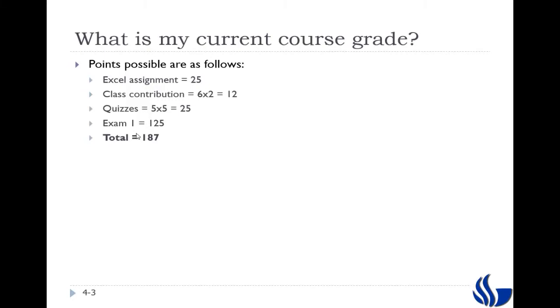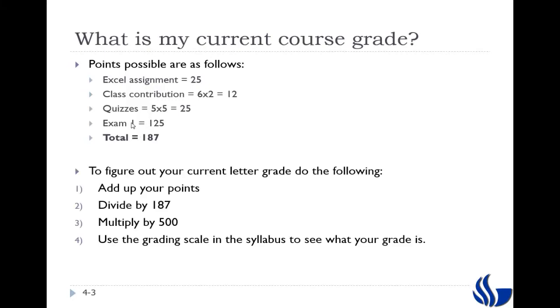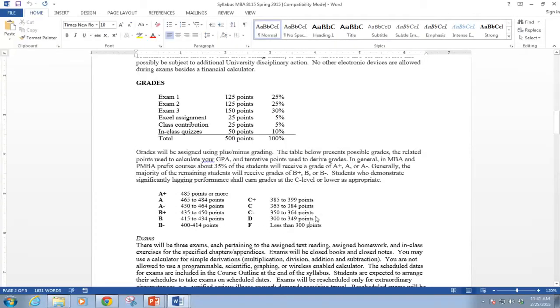So to figure out your current course letter grade, add up your points and divide by 187, since that's the maximum that you could have, and that'll give you a percent. Then multiply that percent by 500, because that's how many points are possible in the course. And then use the grading scale in the syllabus to see what your letter grade is. In the syllabus, there's this approximate grading scale listed right here.